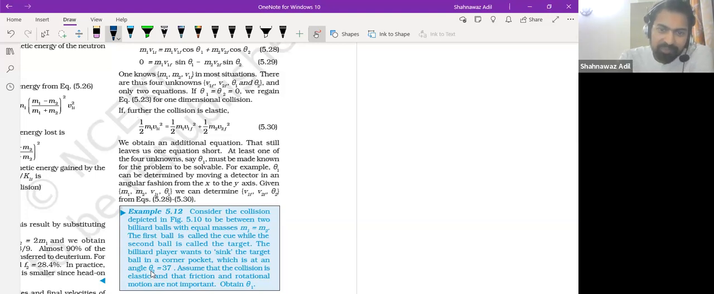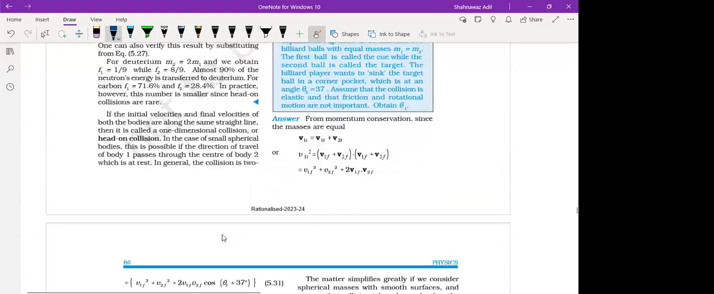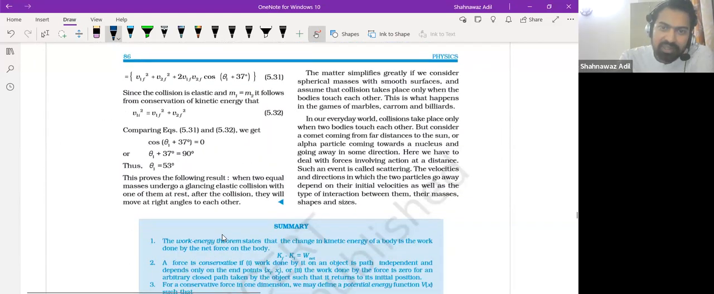Okay, so we will stop it here, and in the next class we will start this linear momentum, or system of particles.